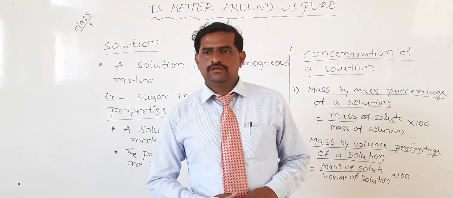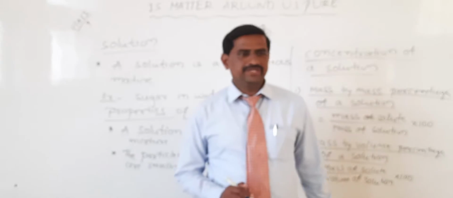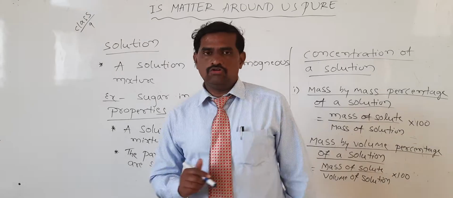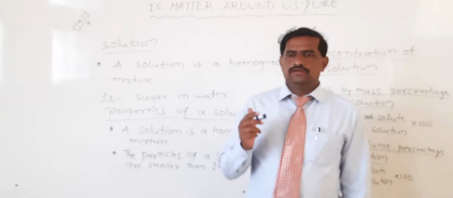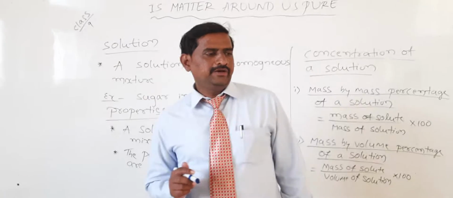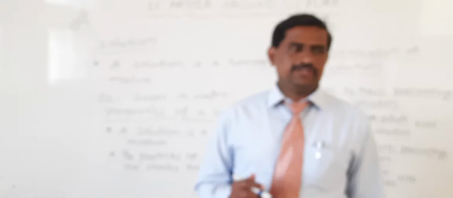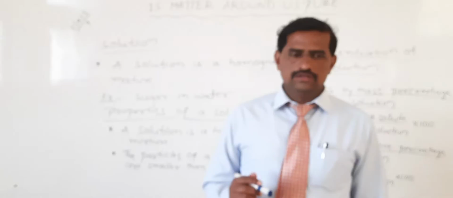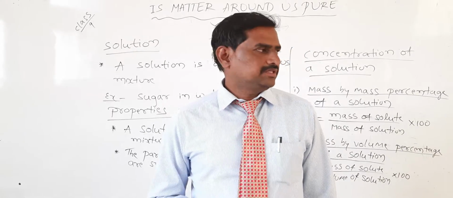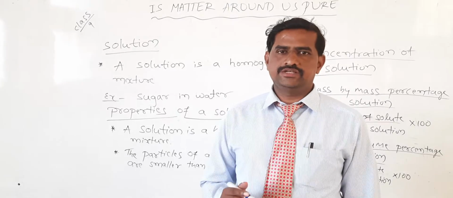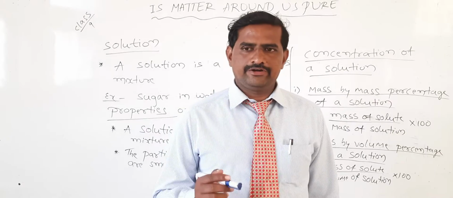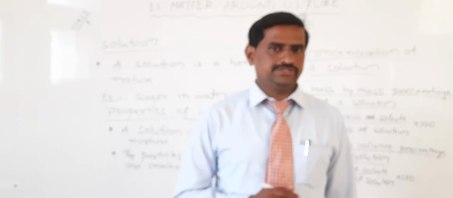Okay. So in the last class we studied about mixtures. The chapter is Matter Around Us. In that we studied what a mixture is and what the different types of mixtures are. Two or more substances combined physically is called a mixture, and there are two types of mixtures: heterogeneous mixture and homogeneous mixture.